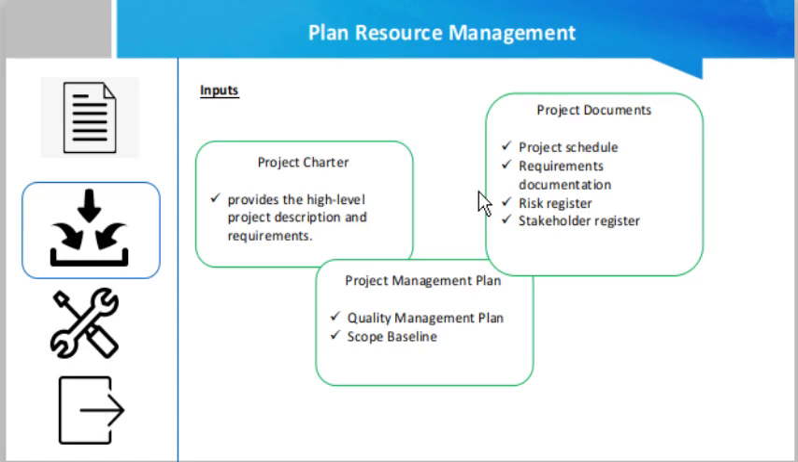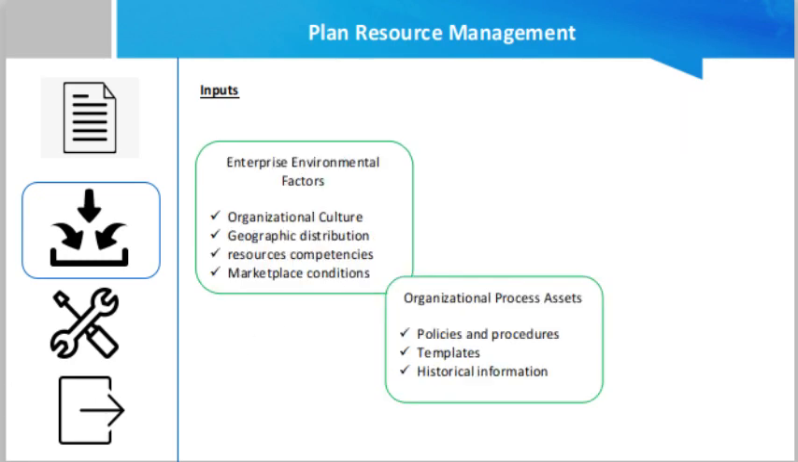The risk register contains information on threats and opportunities that may impact resource planning. Stakeholder register. The stakeholder register aids in identifying those stakeholders who have a particular interest in or an impact on the resources needed for the project. It also helps to identify stakeholders who can influence the use of one kind of resource over another. The other inputs for this process are enterprise environmental factors and organizational process assets.